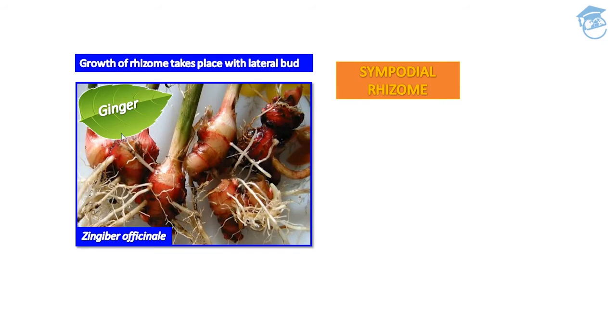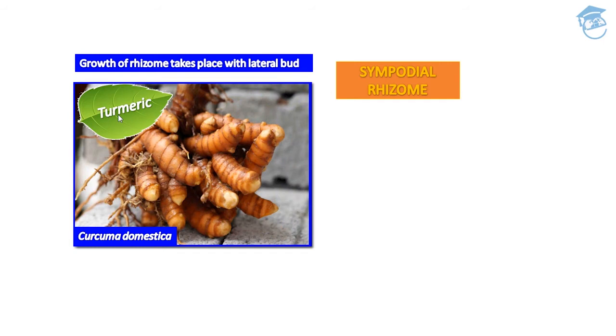This you can see in ginger, which is also called Zingiber officinale. You can see this in turmeric. See, these are the scaly leaves, and these are the lateral branches, you can say. So turmeric is an example of sympodial rhizome. The botanical name of turmeric is Curcuma domestica.